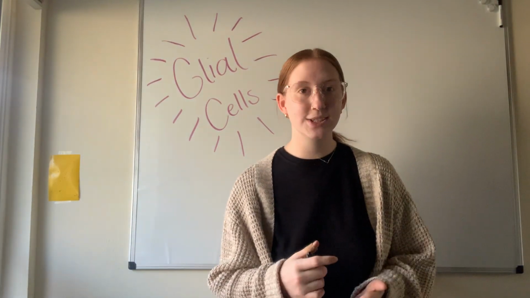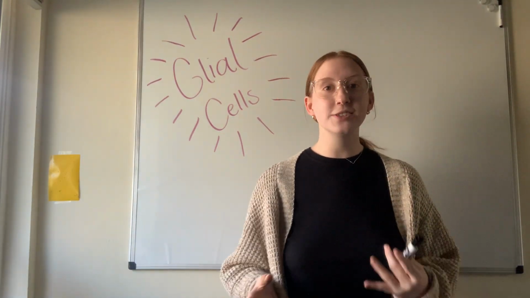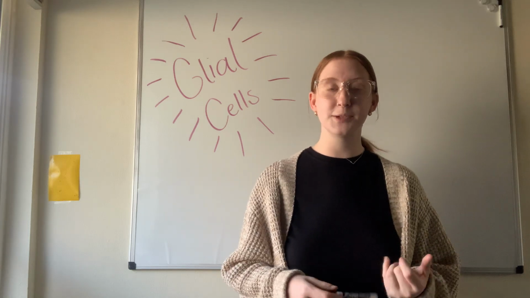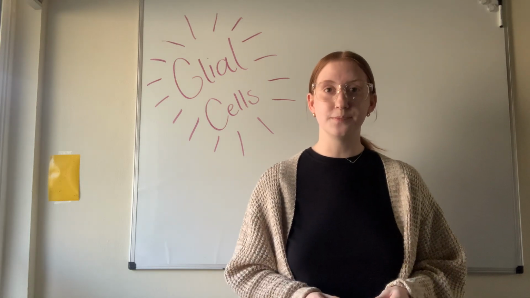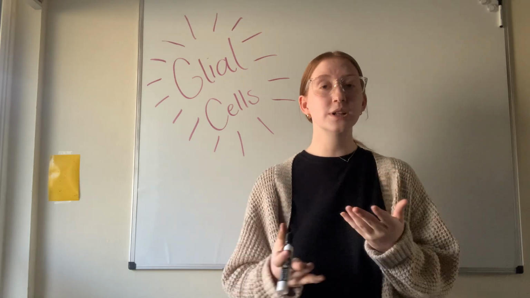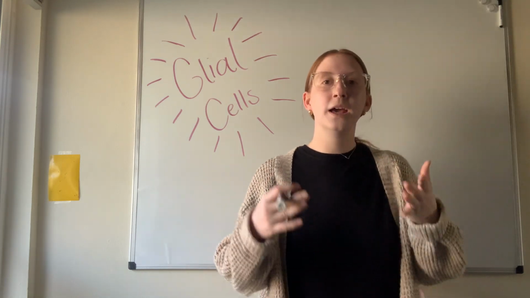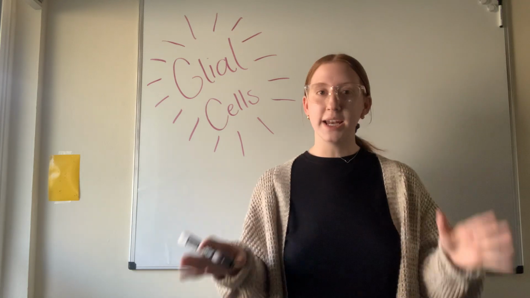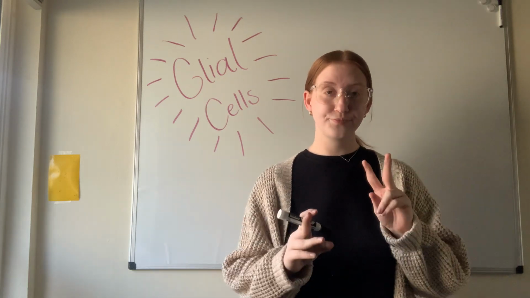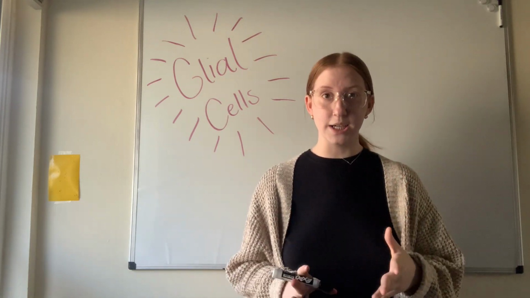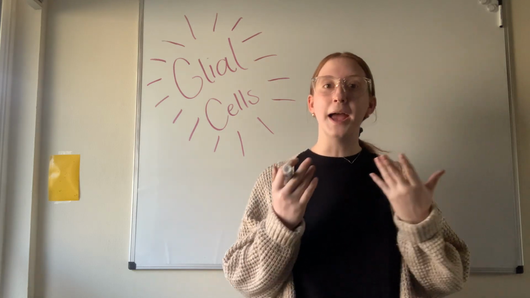Okay, so now I'm going to talk about the function of glial cells in the central nervous system and the peripheral nervous system. So glial cells were originally believed to hold neurons in place. Now we know glia have many different functions. There are two main classes of glia, microglia and macroglia.